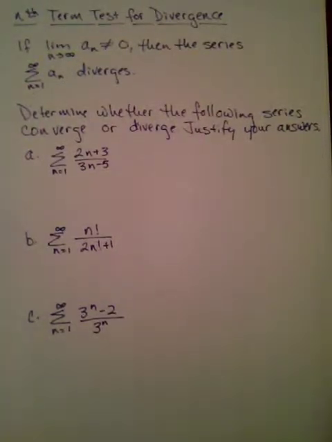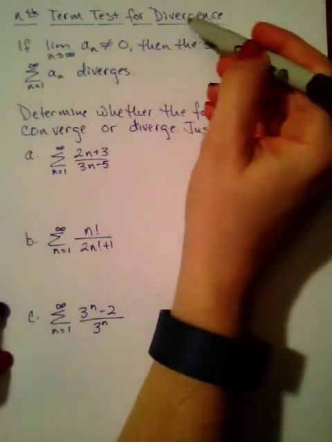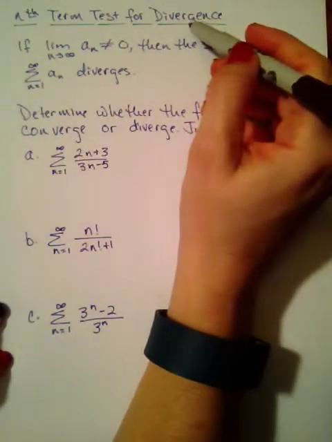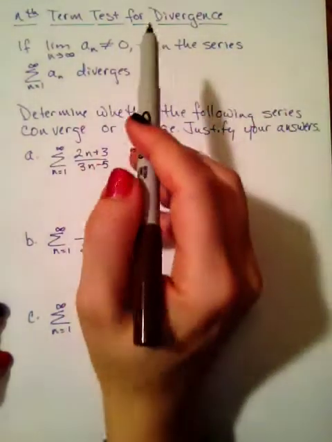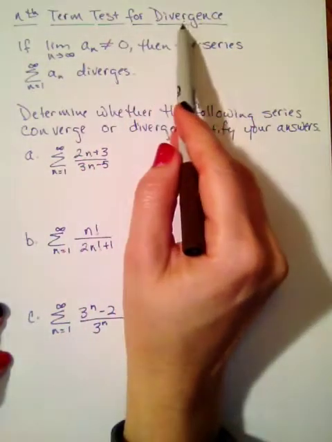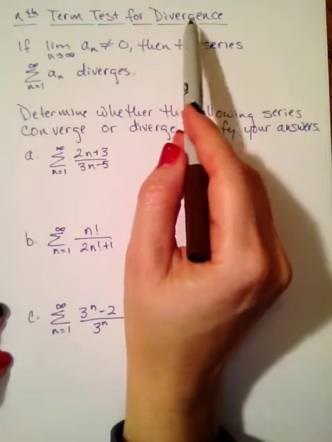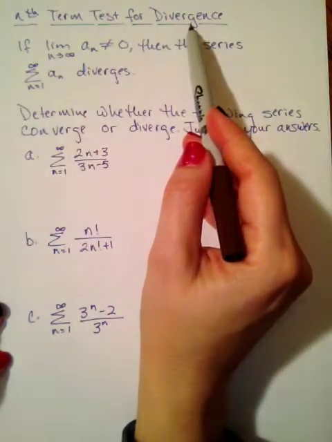Okay, this video is for the nth term test for divergence. Now, first thing to note, it doesn't say it's for convergence at all, and it isn't. So you can only use this test to say that a series diverges. If you want to say it converges, you have to switch to one of the other tests.